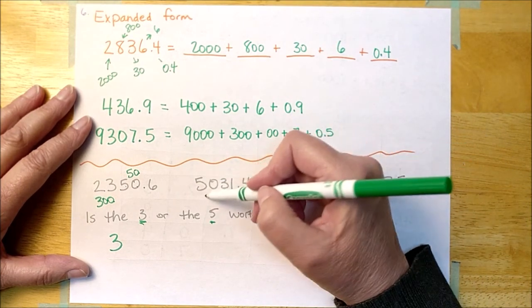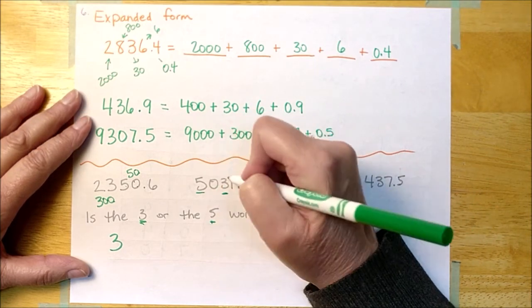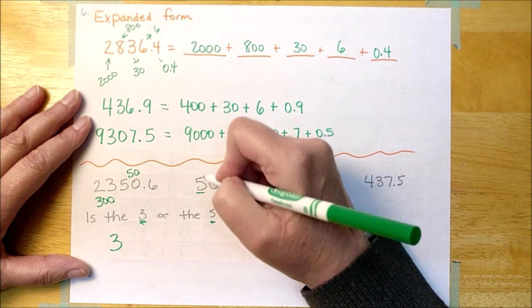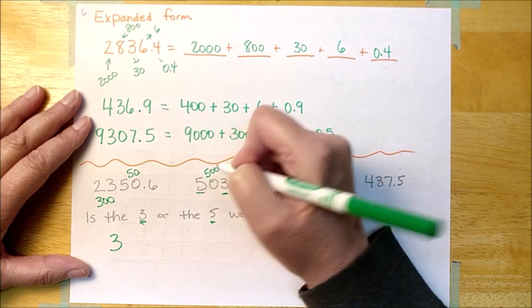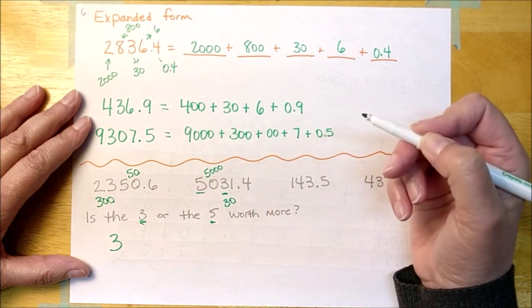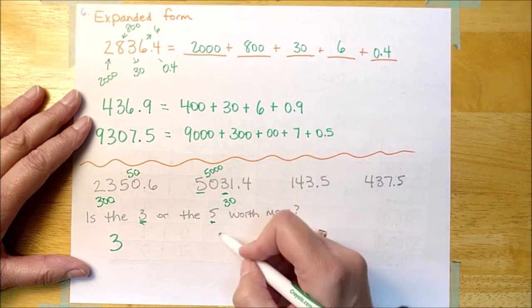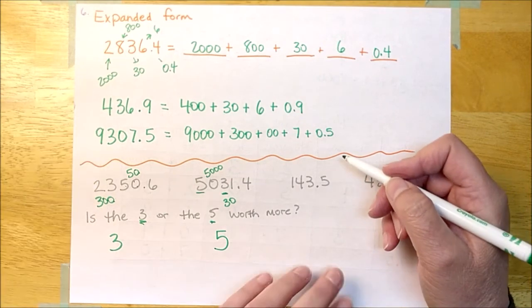And in this number, is the 5 or the 3 worth more? So the 5 here is in the ones, tens, hundreds, thousands place, so he is 5,000. And here the 3 is in the tens place, so he's worth 30. So who is worth more, the 5 or the 3? Oh boy, that 5 is worth a ton more.